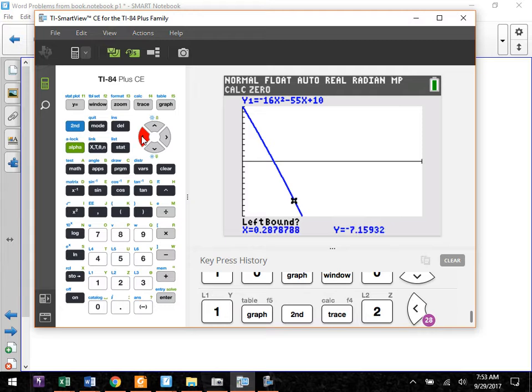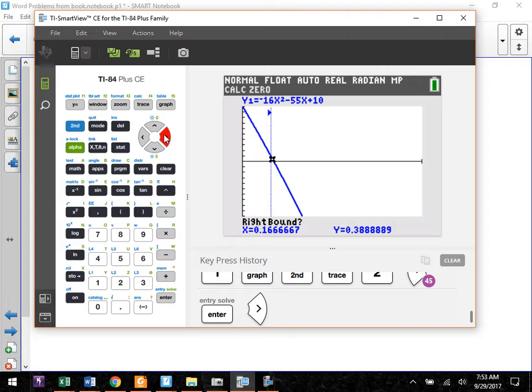Oh, there it is. All right. So I'll do a left-hand boundary, hit enter. Right-hand boundary, and hit enter. Guess, enter. I have 0.17 seconds to react.